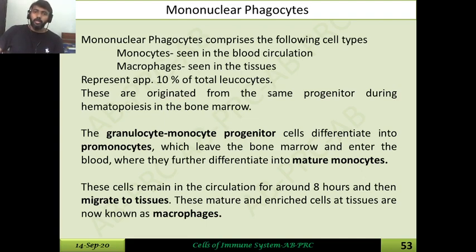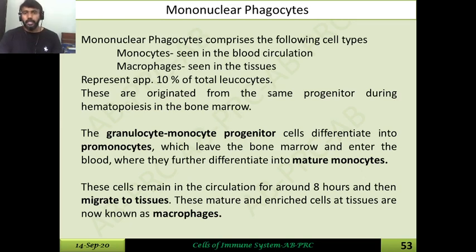Now we are going to discuss some other cells, and the cells we are going to discuss in this part are called mononuclear phagocytes. We are familiar with the term phagocytes, right? These are the cells which are capable of phagocytosis, and the most important phagocytic cell that we have already seen while we discussed the phagocytic mechanism is the macrophage.